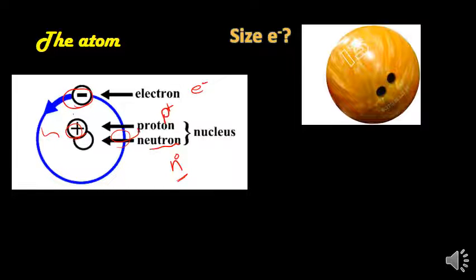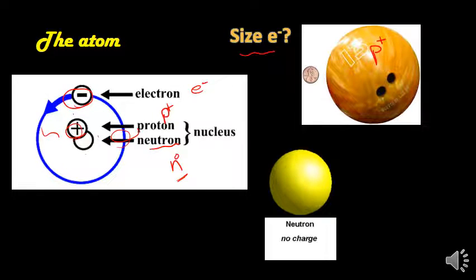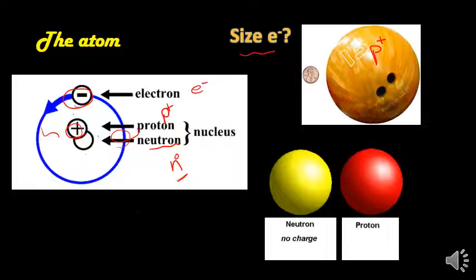Now notice the nucleus does not have a membrane around it like a cell. Nucleus just means in the center. Now check this out. If the proton was the size of a bowling ball, what would the size of the electron be? It'd be like the size of a penny. The proton, again, and the neutron. Proton's positive, neutron no charge, and the electron is negative.